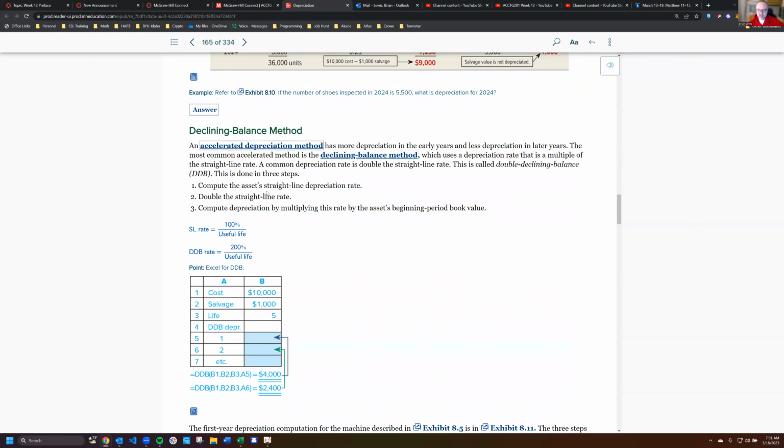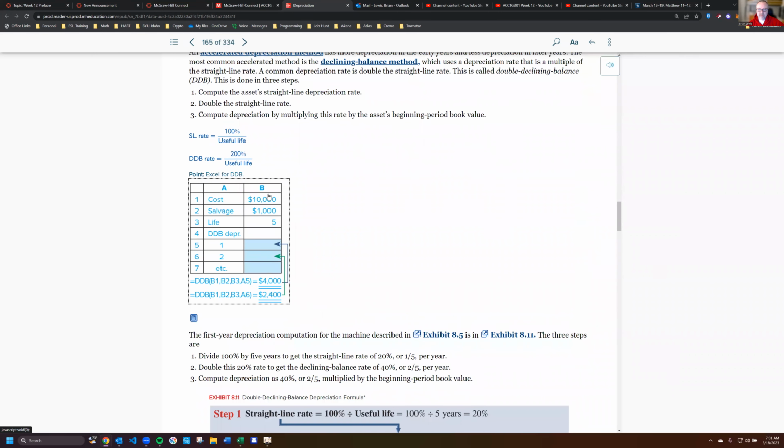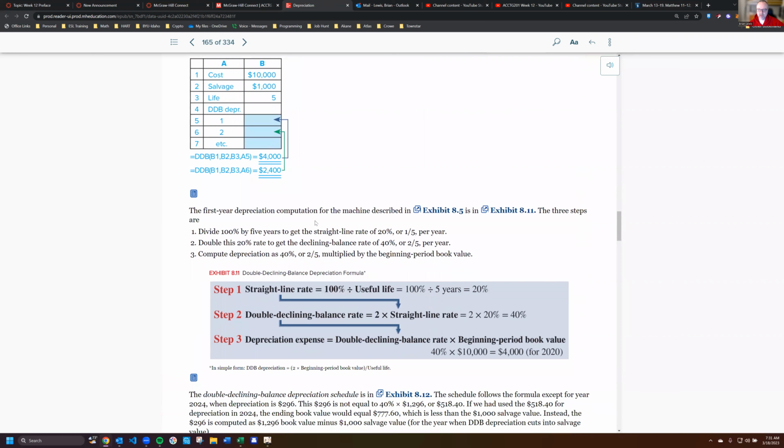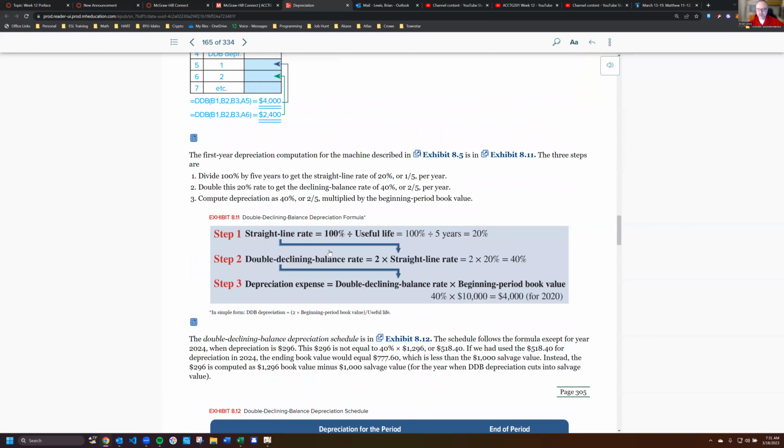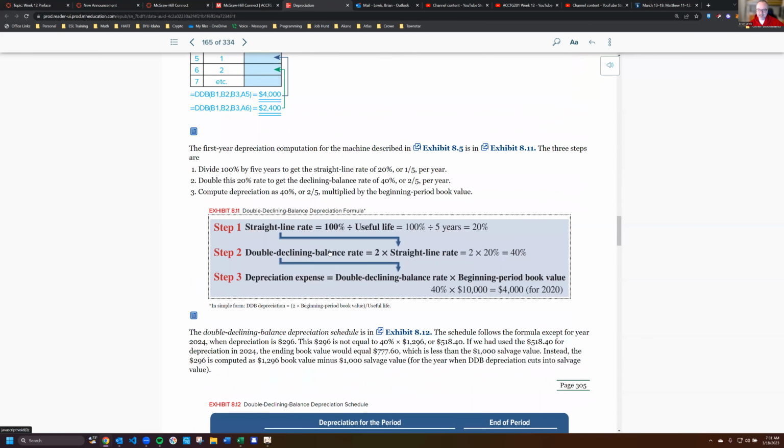And this is a double declining balance, so every year it doubles up. You won't have to worry too much about this, but definitely make sure you understand the concept.